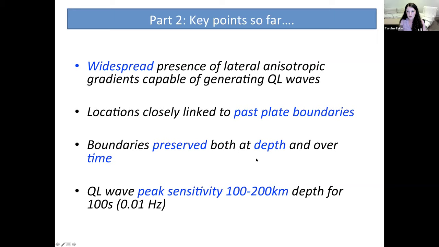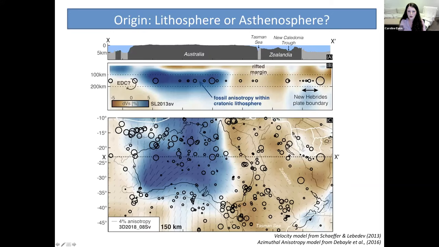And the depth that we're sensing here, we're looking at 100 seconds in the surface waves, 0.01 hertz. And we know that the peak sensitivity of those waves would be around 100 to 200 kilometers depth. So we're definitely not looking at the crust, we're looking below the crust, we're definitely in the mantle, most likely into either the lithosphere or the asthenosphere, depending on where we are. So I'll just talk a bit about that. What is the origin of these gradients? Is it in the lithosphere or in the asthenosphere?